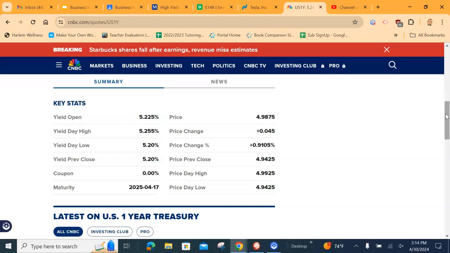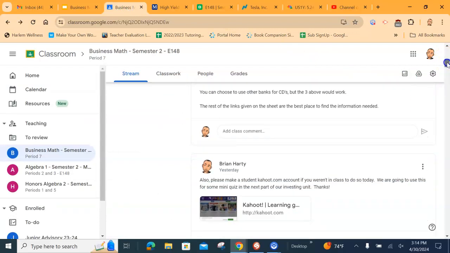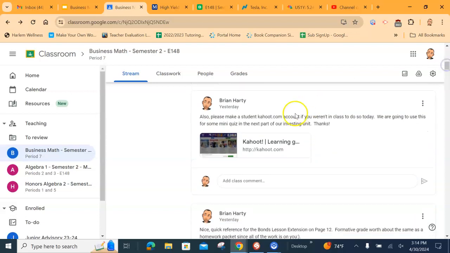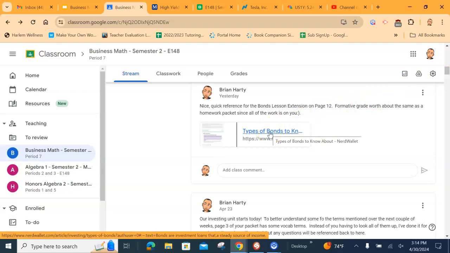So again, step 2 and step 3 are right on your sheet. Step 1, you've got right here waiting for you. And if you missed yesterday, or were just in your own world yesterday, there's the link to get into Kahoot for the next unit, so you're ready for the online quiz stuff. And for the bond stuff on page 12, this link to NerdWallet will literally give you all the answers you need. You just got to look up and down on that page a little bit, and you'll find all of them. Easy ways to get tons of points here as we head down this last month.